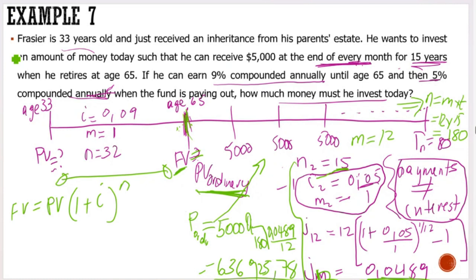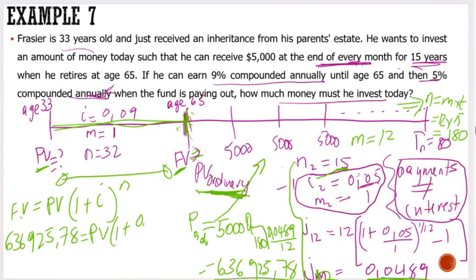Okay, what is your future value? The future value is the same as this one for the ordinary, which is 636,925.78. Then this is going to be equal to your present value. That's what you're looking for. You're looking for the present value. The present value, 1 plus what is your i for this deferral period? We are looking at this deferral period.